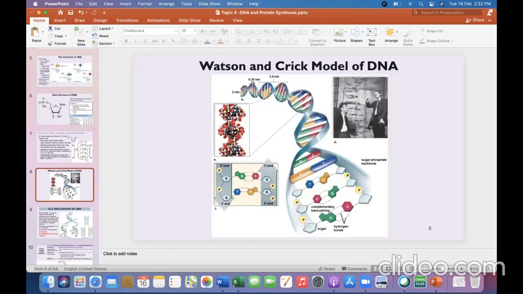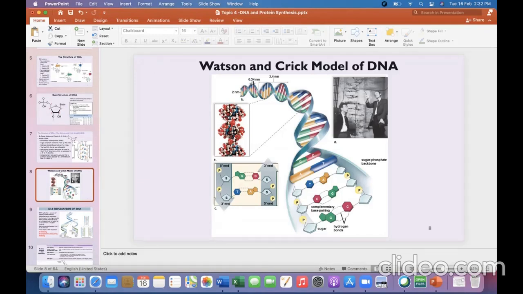So when it's a 5', how come it doesn't add the nucleotide onto a 5' end? Because you start off reading from the phosphate end. So you will add, so the new strands will be at the 3' end. So that's why you read it in the 5' to the 3' direction.